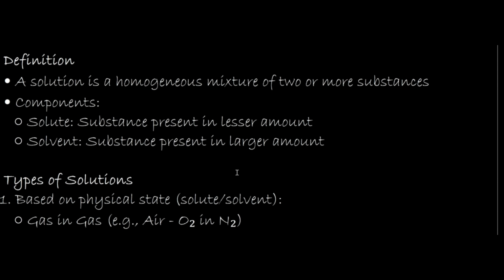Please be clear about these 2 terms, which is very important to proceed with this chapter. Okay? So mostly we will be talking about binary solutions here. Binary means 2 components in the solution, right?